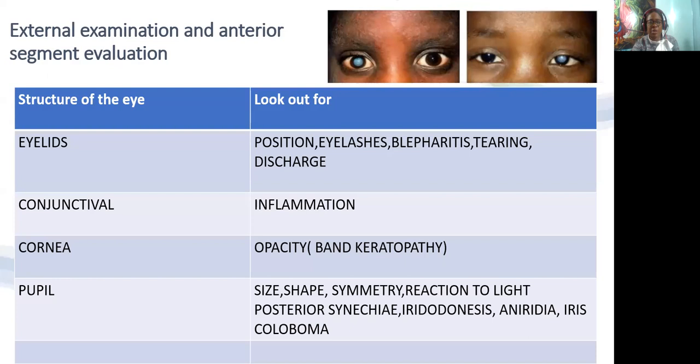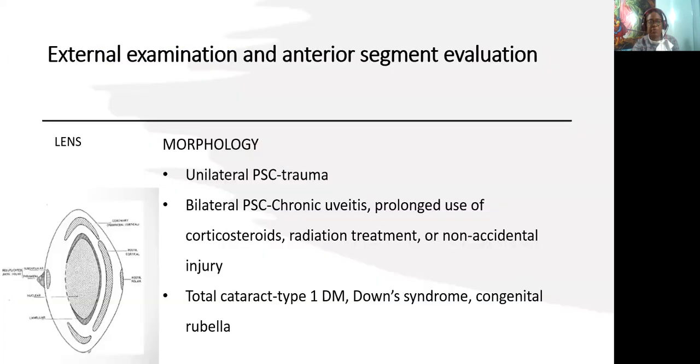For the external examination and anterior segment, we look at all the layers of the eyes, starting from the eyelids. We look at the position, we look at the eyelashes. We want to know whether there is sign of blepharitis, tearing, discharge. Conjunctiva, we look out for inflammation. The cornea, we look out for opacity. And the pupil, we check the size, the shape, the symmetry, the reaction to light, and whether there's posterior synechiae, iris atrophy and others. For external examination anterior segment, we continue with the lens.